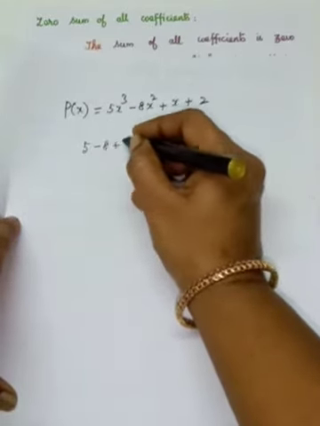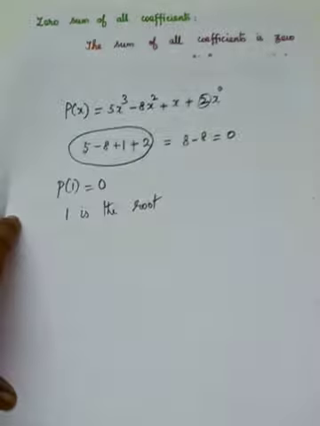Means P of 1 is 0. Isn't it? Why? So 5 minus 8 plus 1 plus 2, when you write it, if x is 1. When you substitute x equal to 1, it is 5 minus 8 plus 1 plus 2. Therefore, sum of all the coefficients of the polynomial equation is 0 means P of 1 is 0. P of 1 is equal to 0 means 1 is the root of the polynomial equation.